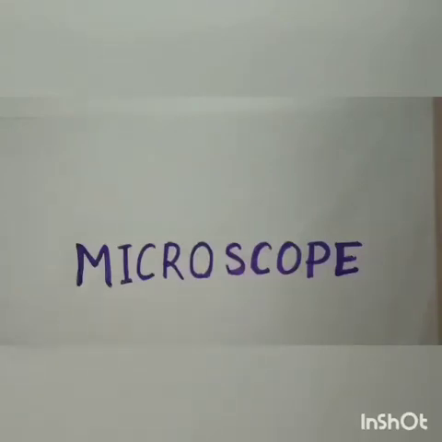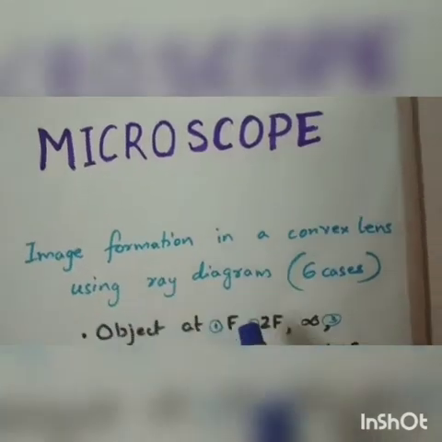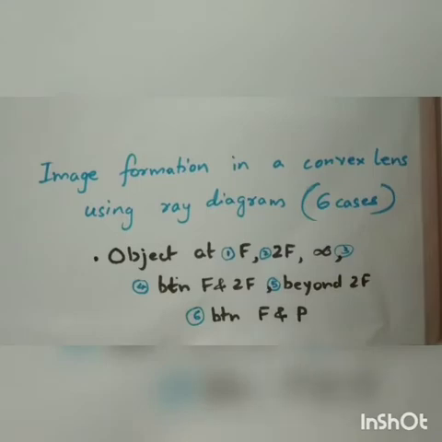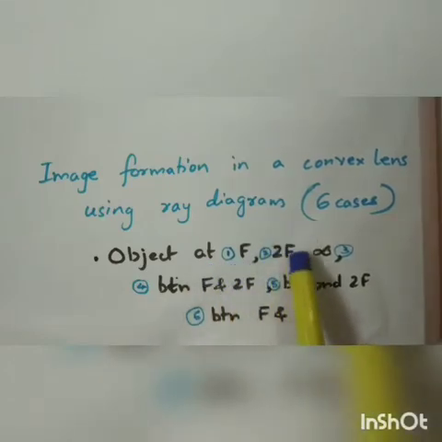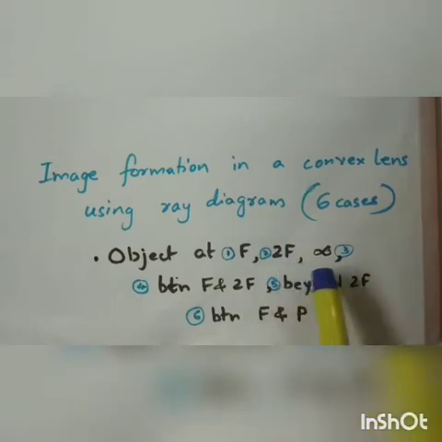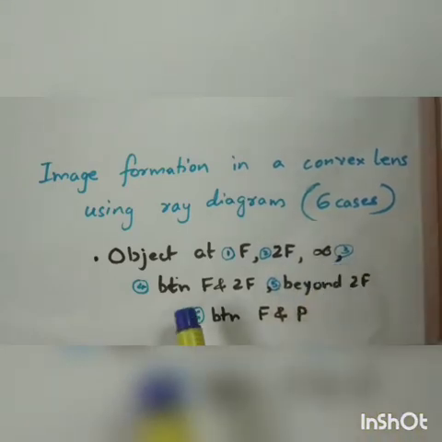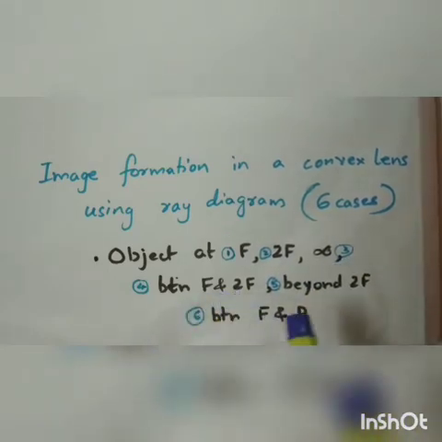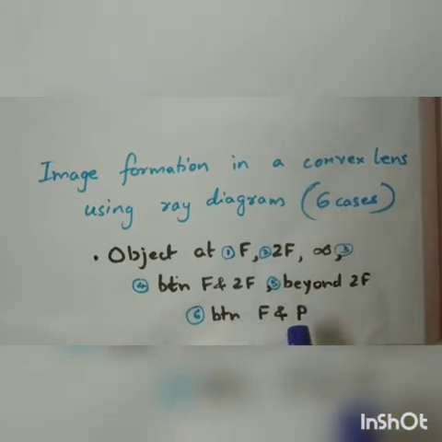Today's class we are going to study about the working of a microscope. Now before moving into the study of microscope, I want you all to revise the image formation in a convex lens using ray diagrams. There are 6 cases: when the object is placed at the focus, at C, 2F (2F stands for center of curvature), when the object is at infinity, when the object is between F and 2F, when it's beyond 2F, and when the object is between focus and pole.